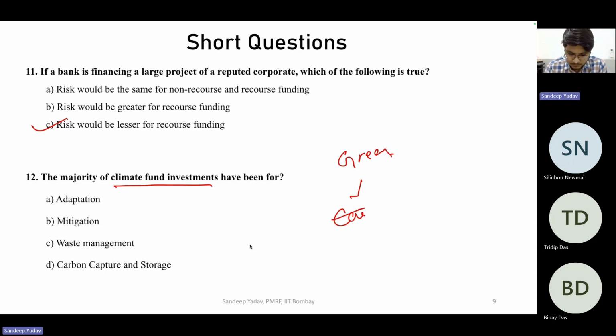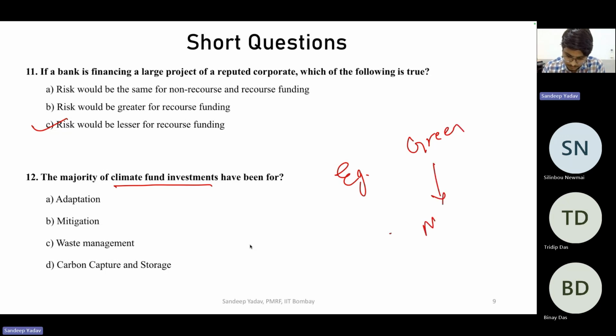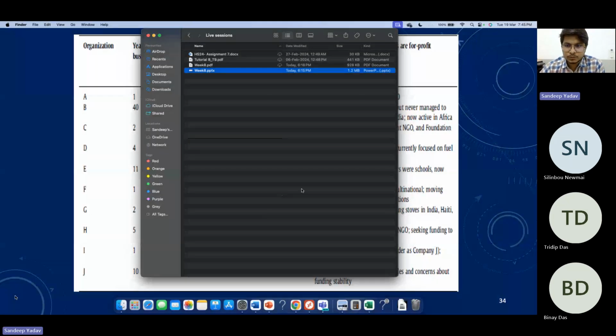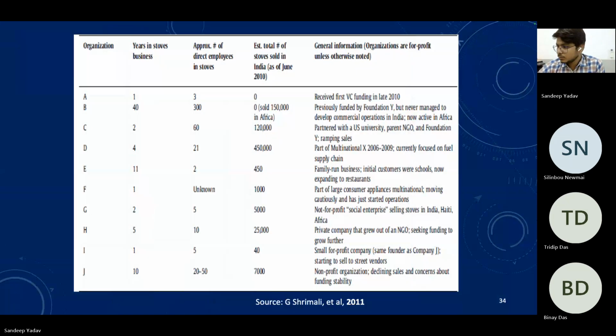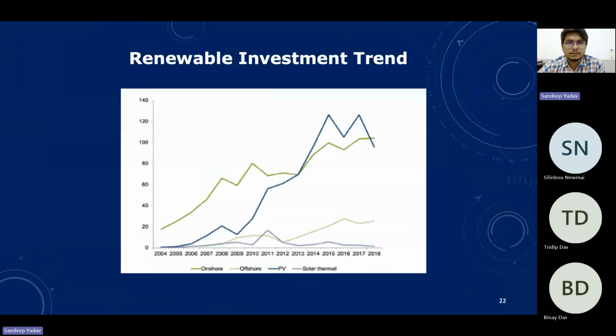So if you brief all this, these are all for the mitigation purpose. If you remember, there was an example where we have taken a green finance that was for the mitigation. I'll show you. These were the slides that were asked for.